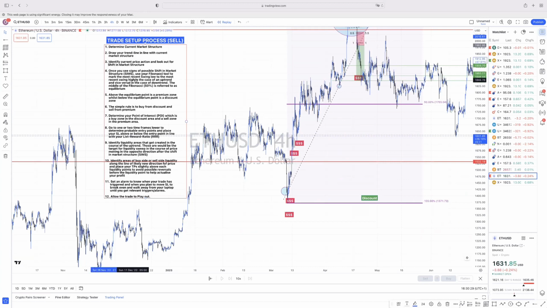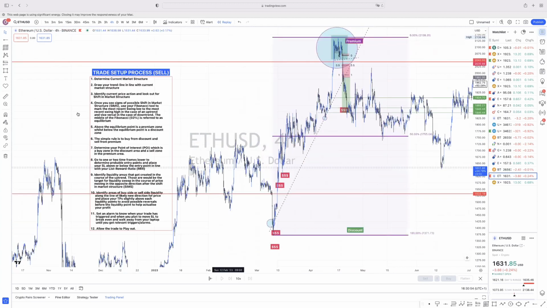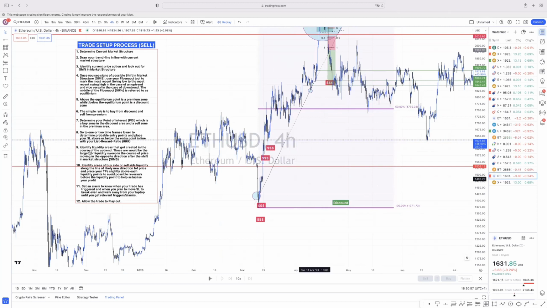Once you see signs of a possible shift in market structure, use your Fibonacci tool to mark the most recent swing low to the most recent swing high in the case of an uptrend, and vice versa in the case of a downtrend. The middle of the Fibonacci, which is 50%, is referred to as equilibrium. Above the equilibrium is the premium area, like I said here. This is the premium area, and below it is the discount area, which is this area.